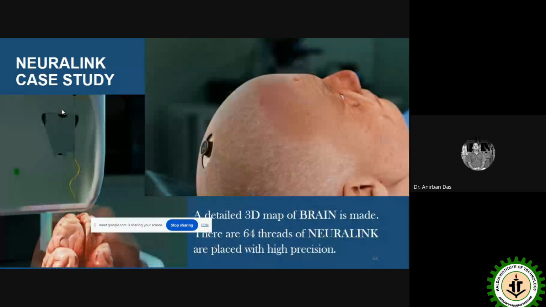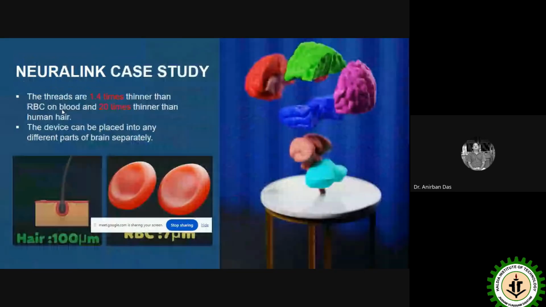Then for the brain, one 3D image will be captured, and a detailed 3D map of the brain will be taken. The chip has one end with 64 threads, right? And the threads are very thin, 1.4 times thinner than an RBC and 20 times thinner than human hair. So these 64 thin threads come up from the chip.